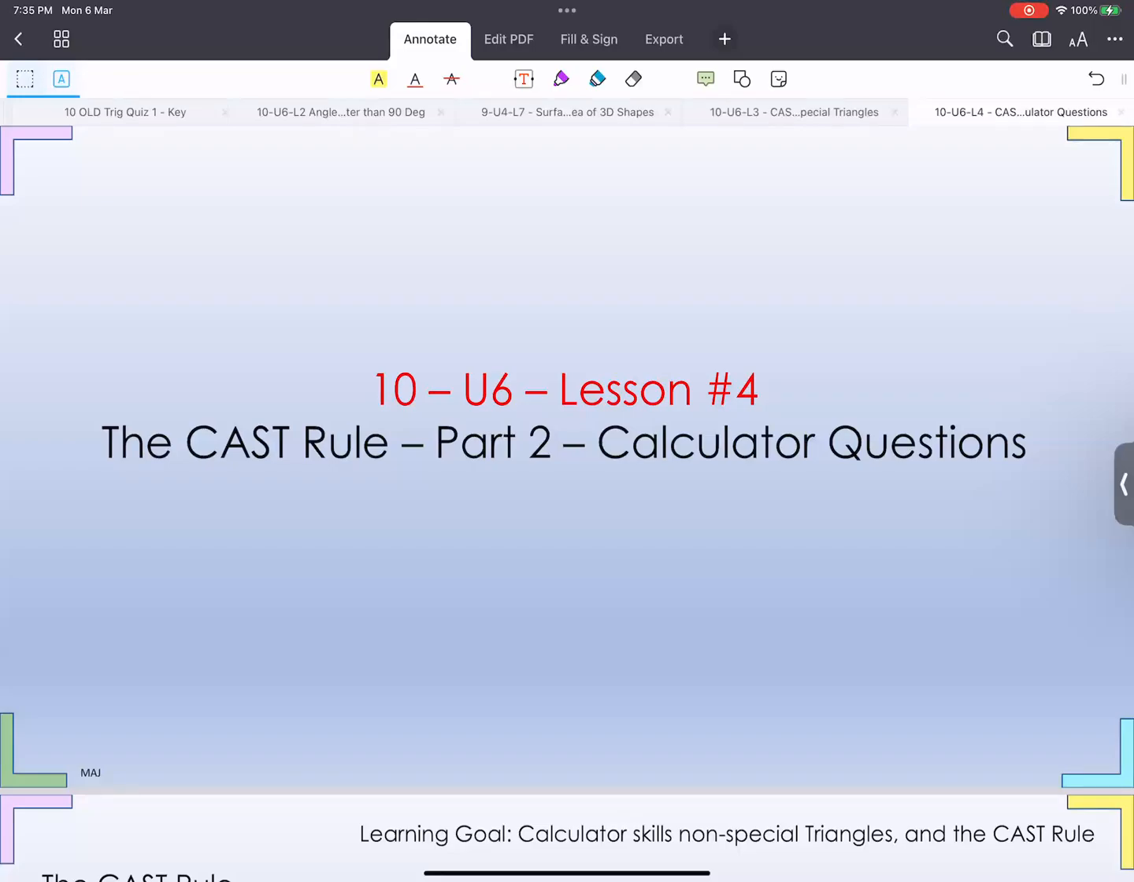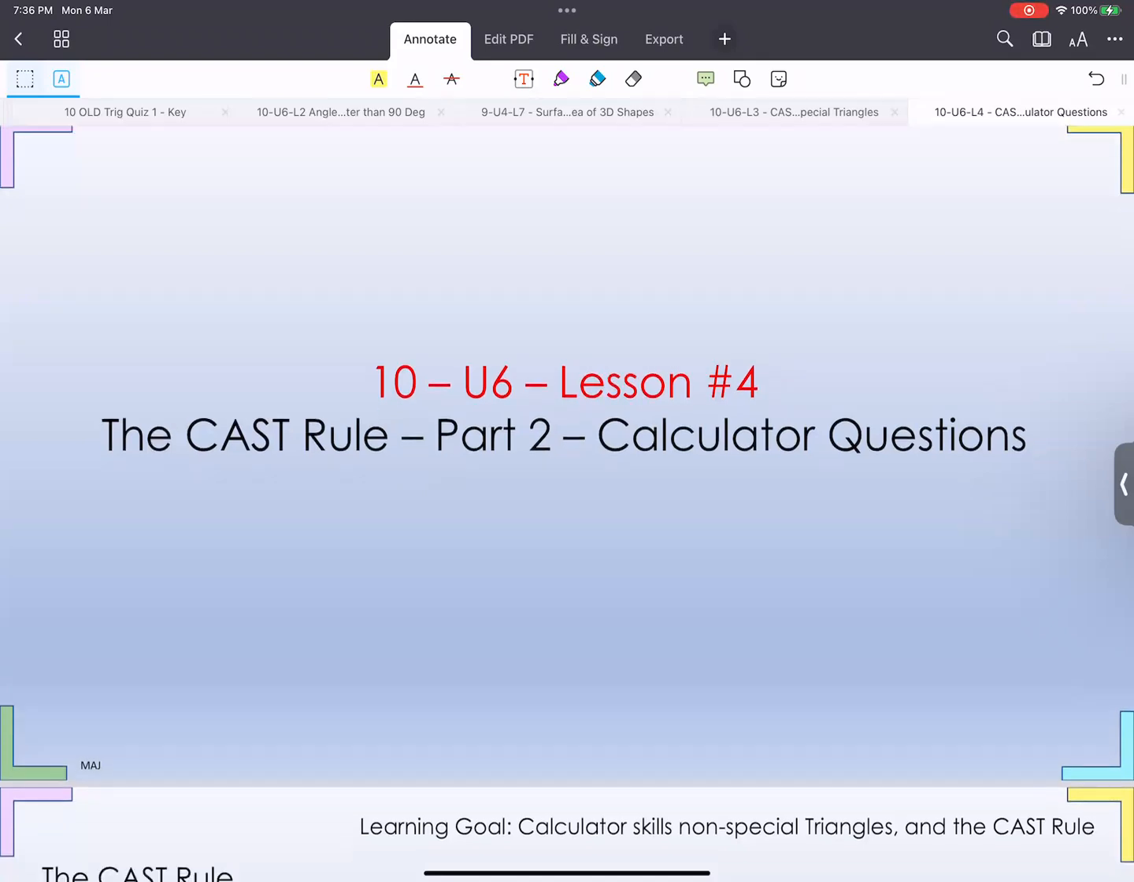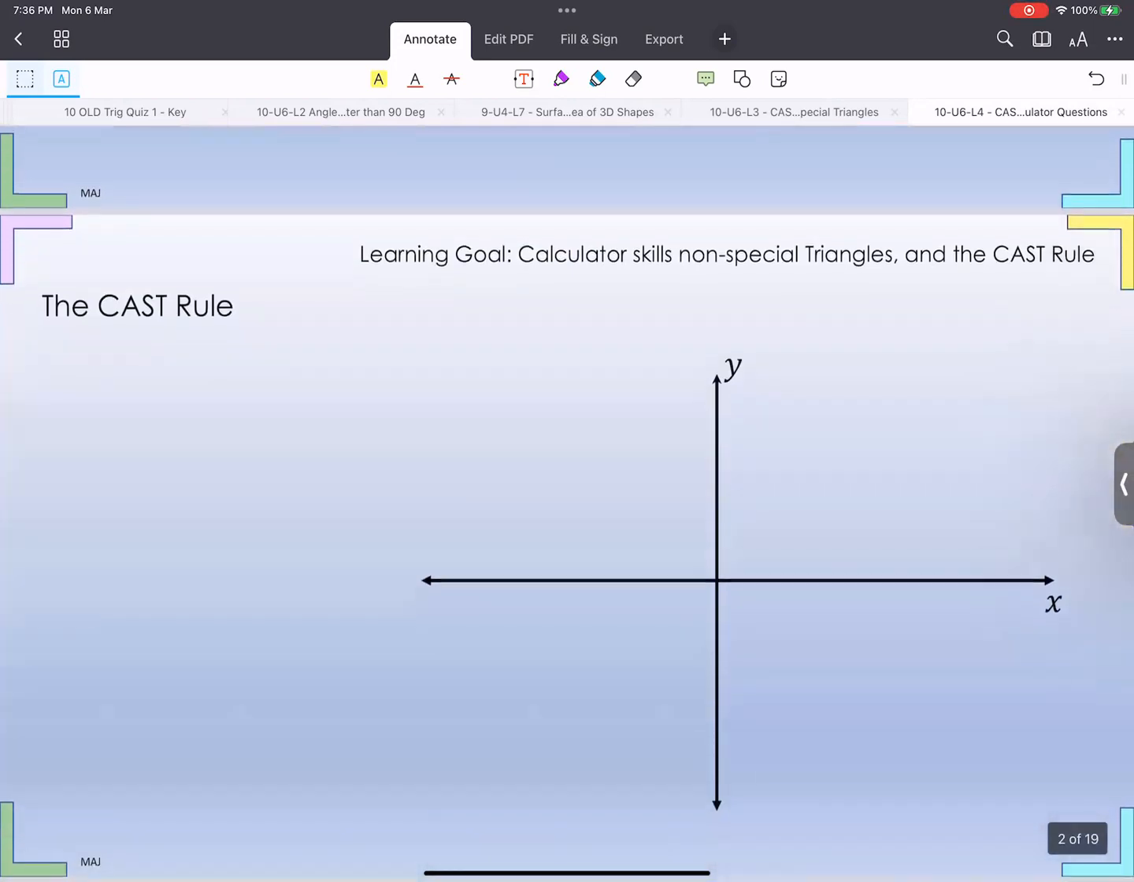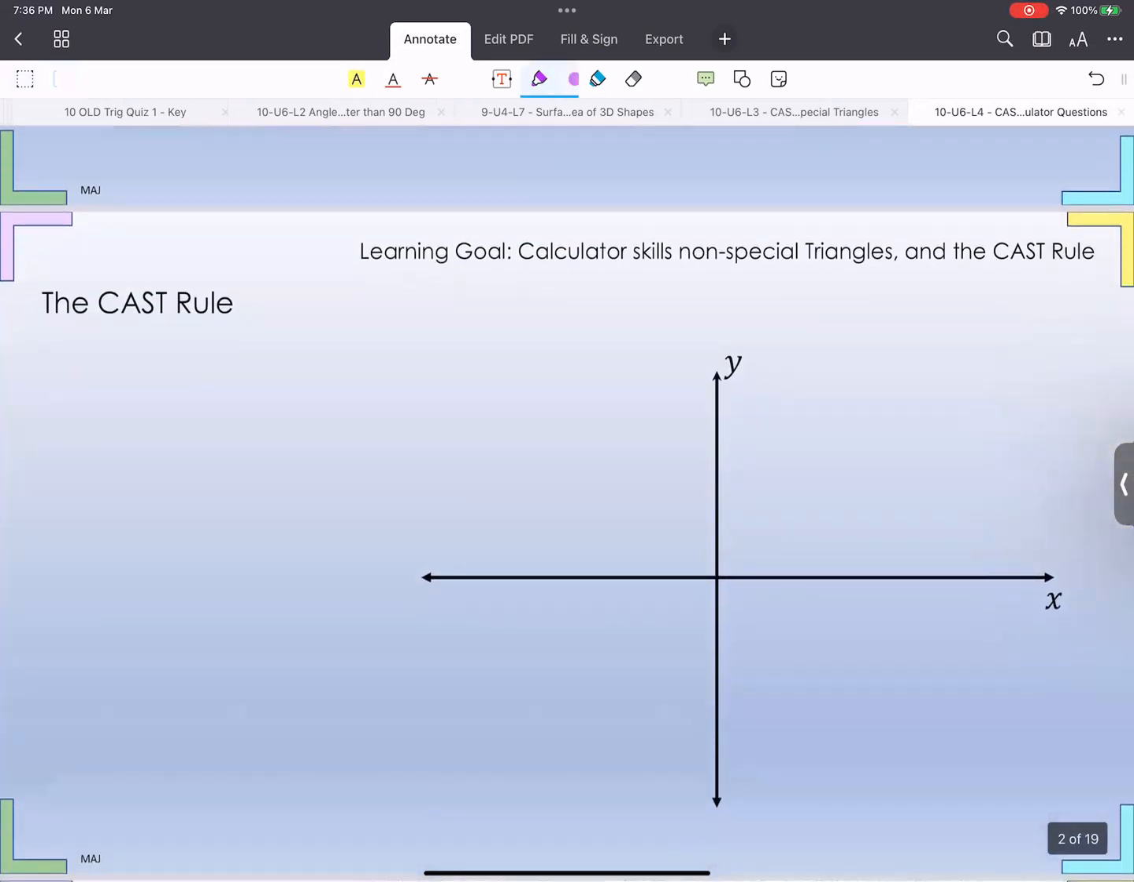Welcome back. So today is part 2 of the CAST rule lesson, right? Today we're going to be mostly focusing on calculator-based questions. And having said that, our very first question is a non-calculator question, but that's just like a segue, right? Quick recap.